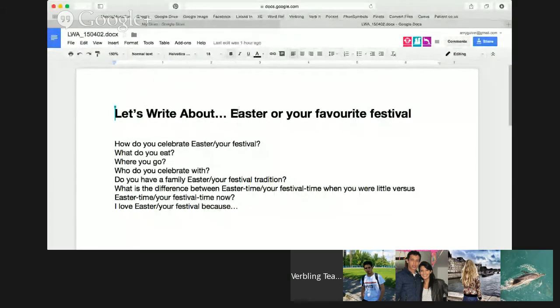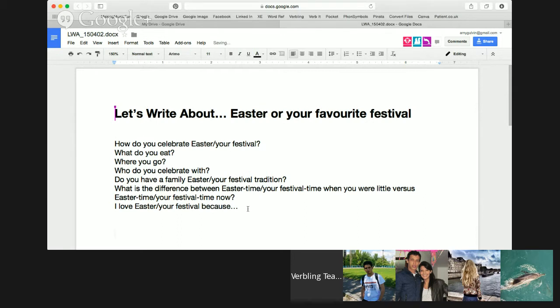But you need to write on the topic today, which is Easter, or if you don't want to write about Easter or you don't know anything about Easter, your favourite festival. So just have a think about what your favourite festival is, whether it belongs to your religion or your country, and tell us about it in as interesting writing as you can come up with. We're going to spend, I'd say, about 20 minutes writing, and then we'll use the remaining time to correct your work.